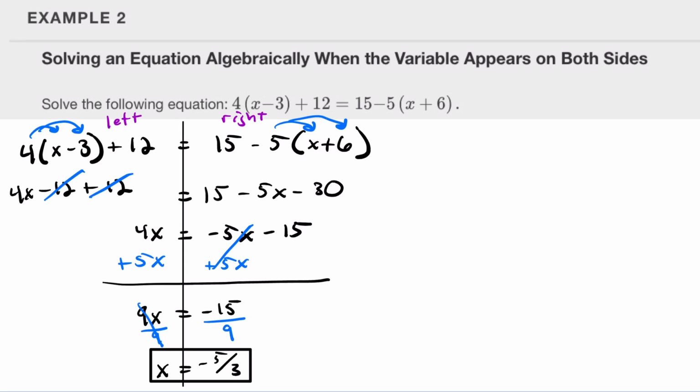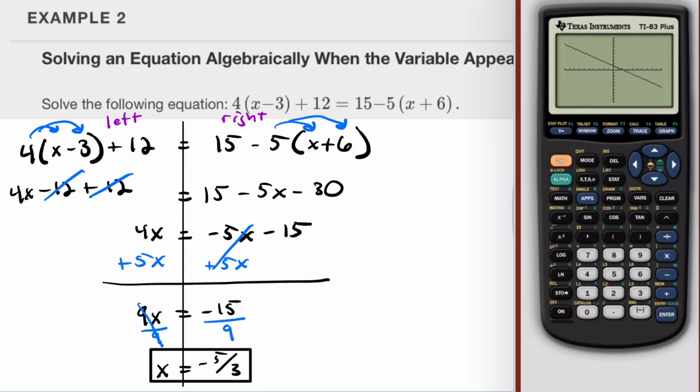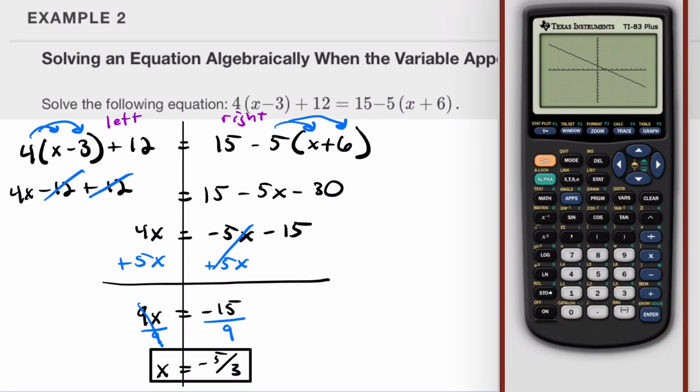And again, we should check by plugging into the original. I think I'm going to use my graphing calculator to check this one. So when we plug negative 5 over 3 into the left-hand side, and into the right-hand side, we should get the same answer, right? So I'm going to go to my y equals, clear, okay? I'm going to put the left-hand side in the first slot and the right-hand side in the second slot, right?